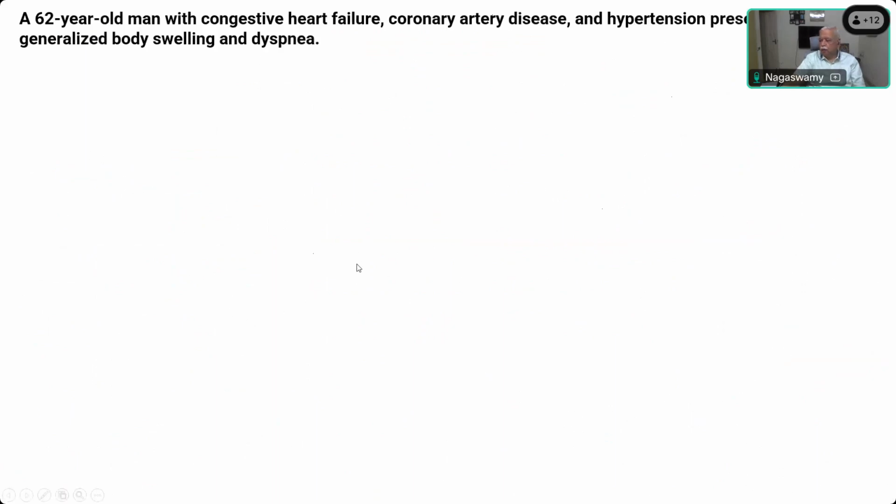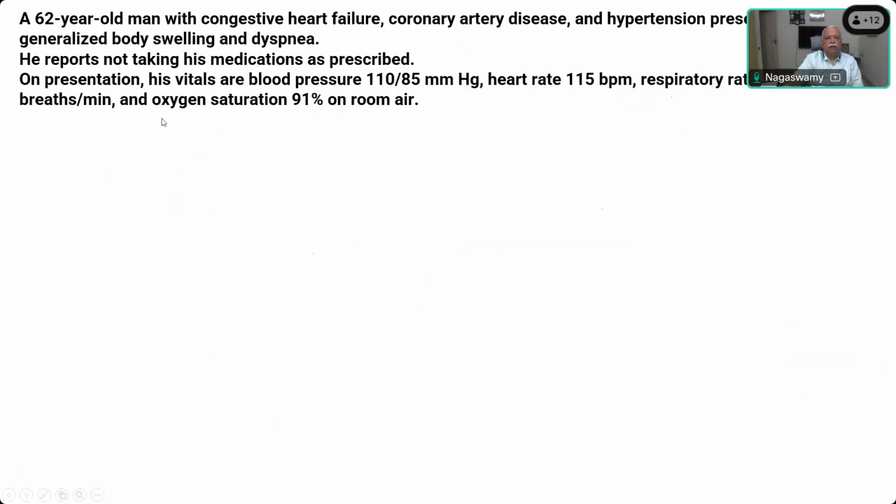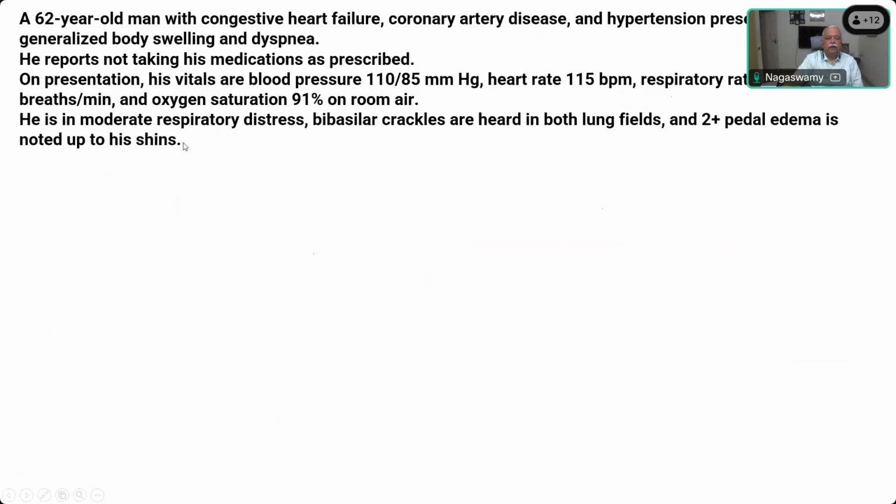A 62-year-old man with congestive heart failure, coronary artery disease, hypertension, presents with generalized body swelling and dyspnea. He reports not taking medications prescribed. On presentation, his vitals, blood pressure 110/85, heart rate 115, respiratory rate, I can see that. Oxygen saturation 91% in room air. He is in moderate respiratory distress.